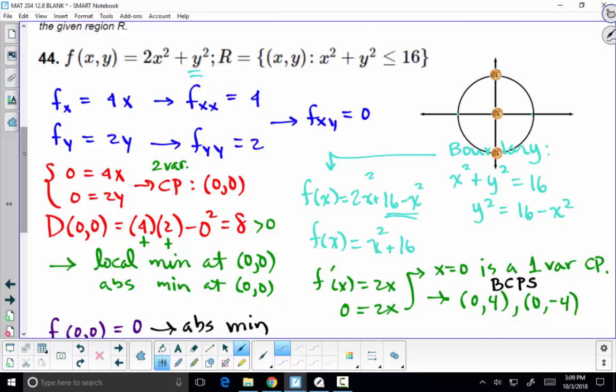Oh, I see what you're saying. Then you multiply it by 2. Yeah, multiply the 16 by 2. I see what you're saying. Okay, I don't know. That's weird.